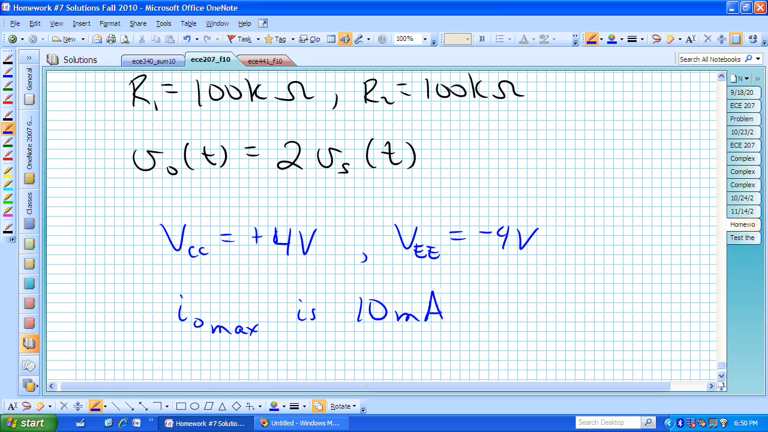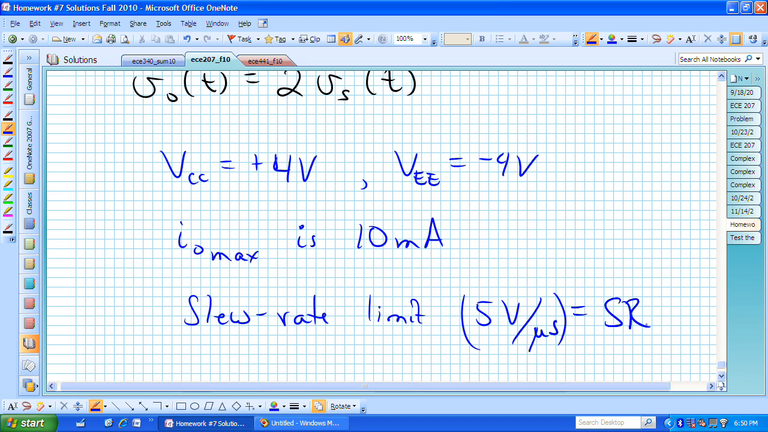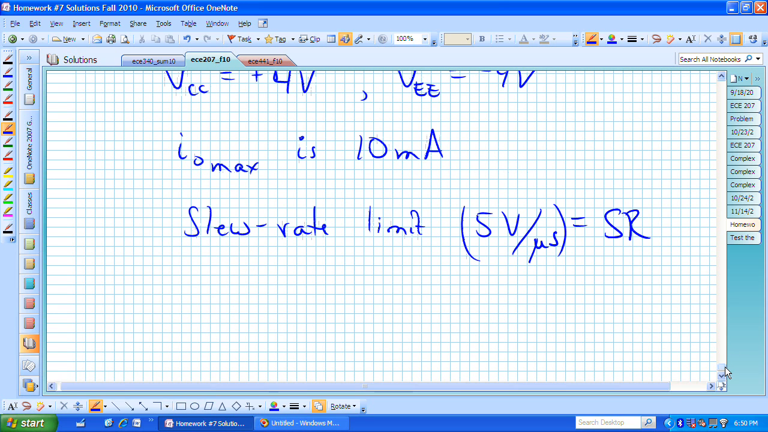The highest it can go, if we were thinking of this like a garden hose, as much water as we can get out is only 10 milliamps, and it also can only run so fast, or it can only change voltage so quickly. And our slew rate limit in this problem that we're working with is 5 volts in a microsecond, and that's what we're defining as our slew rate limit, SR. And again, V sub S is going to be a sinusoidal input.